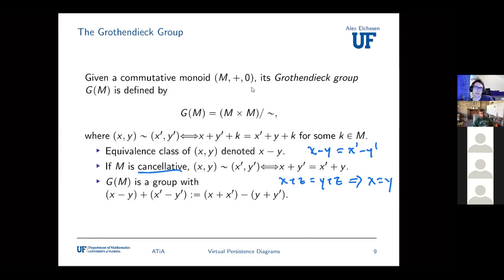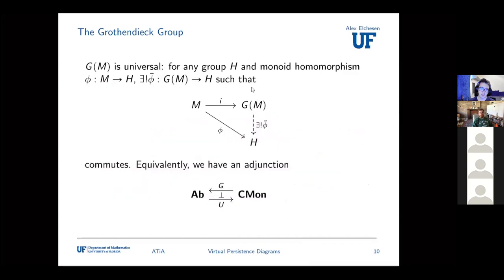Okay. And then, so this is a group. So the group operation is sort of defined in the obvious way. So if you want to add two differences, you just sort of take the difference of the components. And this is the universal group that you can get out of a commutative monoid.